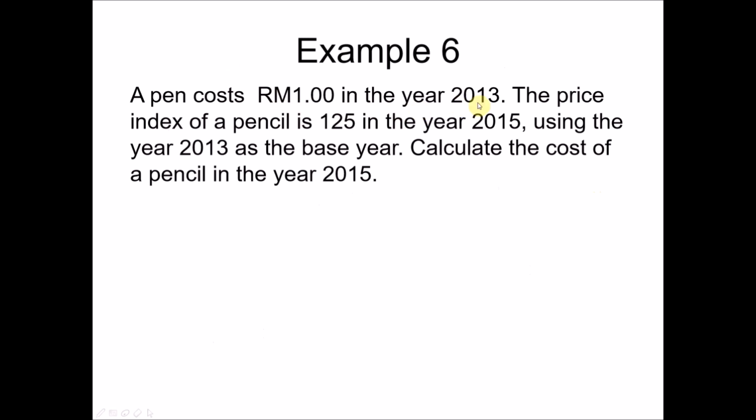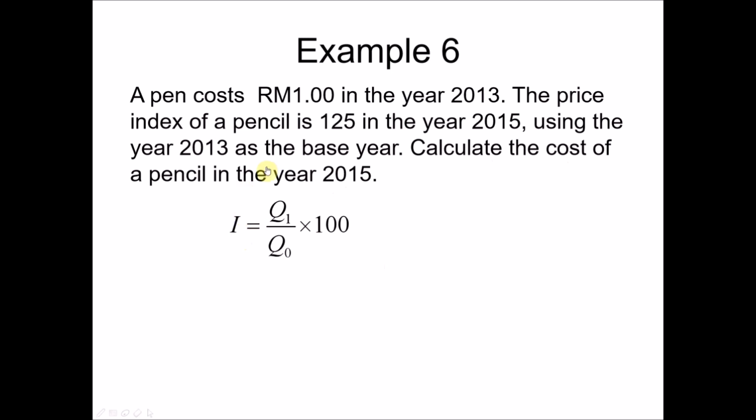A pen costs 1 ringgit in the year 2013. The price index of a pencil, this time the price index is given, is 125 in the year 2015, using the year 2013 as the base year. Okay, so this example is different than the previous example because the index is given. Calculate the cost of a pencil in the year 2015. Instead, you need to calculate the cost, not the index number. But since the price index is given, we use the formula for index number.